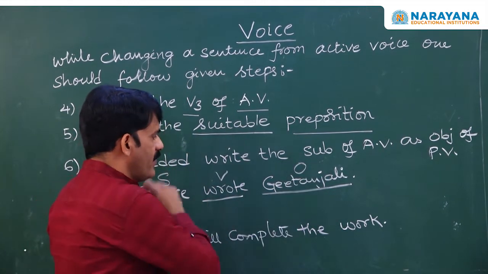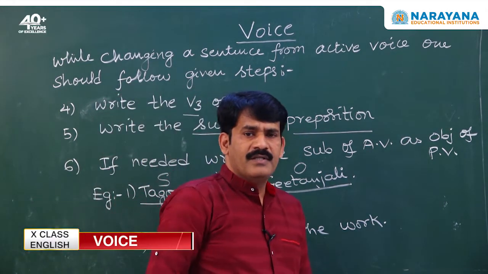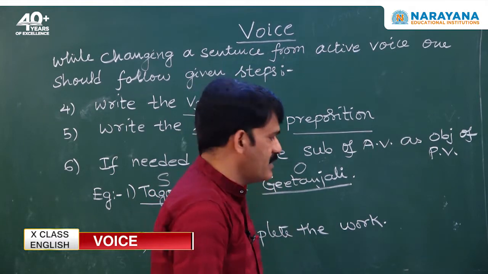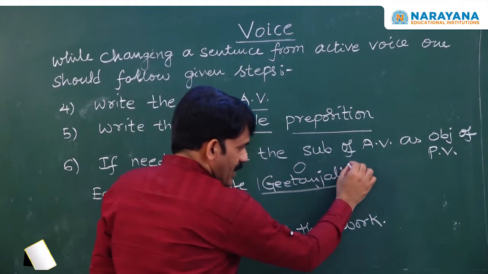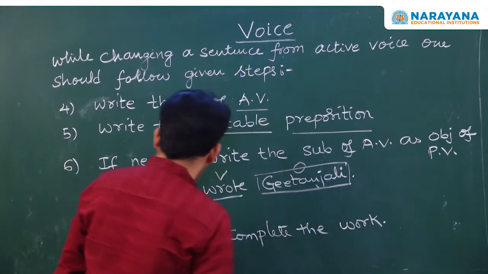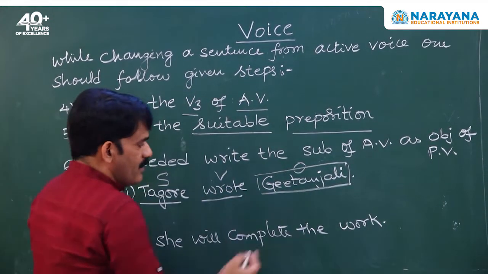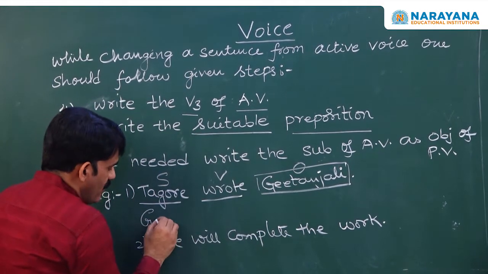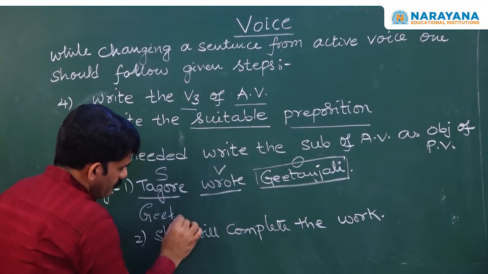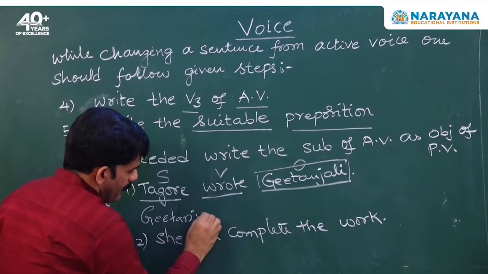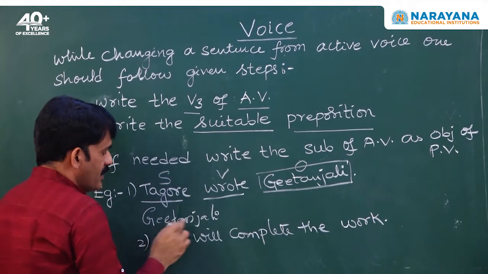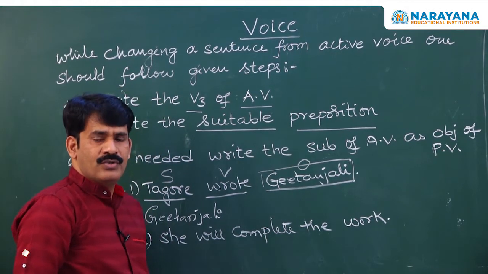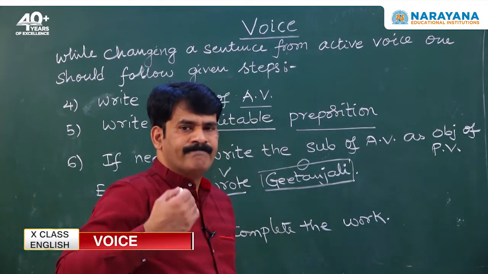Once after identifying subject, verb and object, what is my second step? The second step is to write the object of the active voice as the subject of the passive voice. What is the object here? The object is Gitanjali. So I am going to take Gitanjali as my passive voice subject. Once after writing the object, what did I ask you to do? I asked you to write the suitable be form.